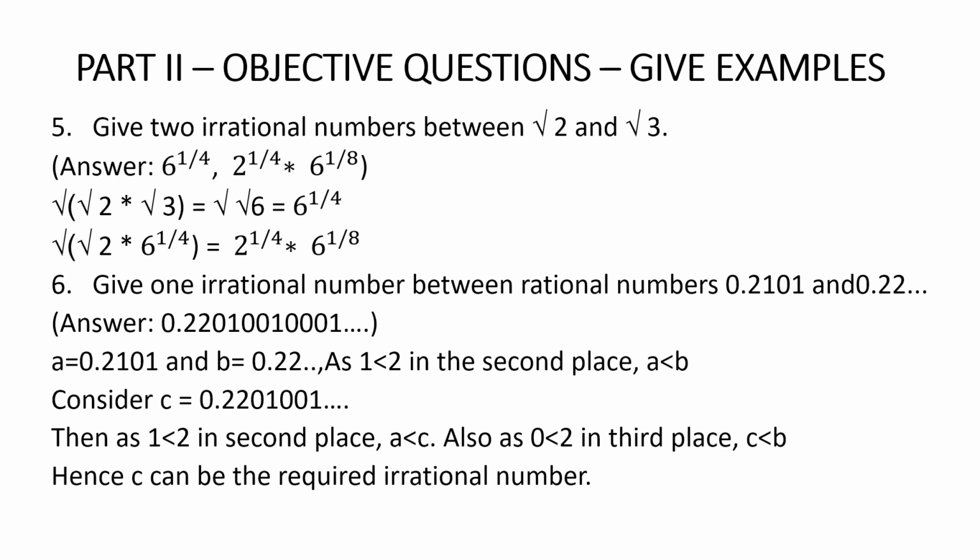Consider a number C such that C is 0.22, then 01, 001 and so on. Correct? Now over here if you compare, in the second place 1 is less than 2. So A will always be less than C. That is clear. Now for comparing B and C, the first two places are the same, but in the third place you have 0 less than 2. So C will be less than B. So C lies between A and B and it is an irrational number.